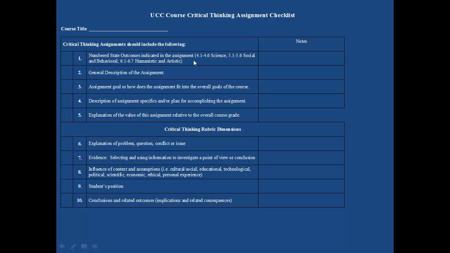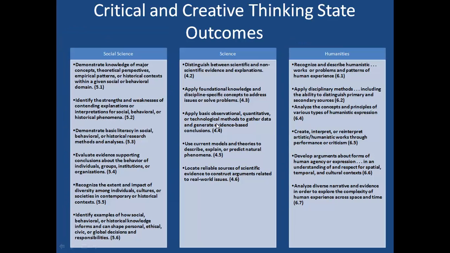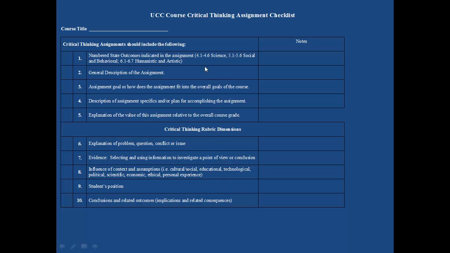So you're going to have to list the state outcomes that deal with critical thinking. So you can come back to this list, and the first thing you'll do, and I'll show you that in the next video, make sure you're listing for your area the proper state outcomes that will be assessed during this assignment. You're going to describe your assignment.